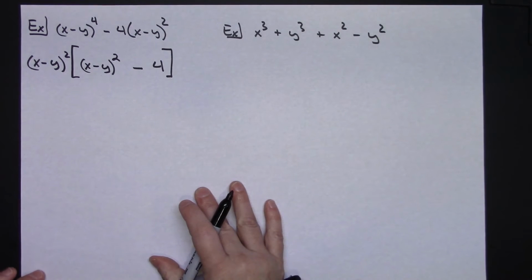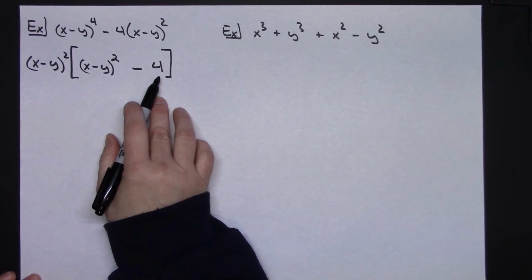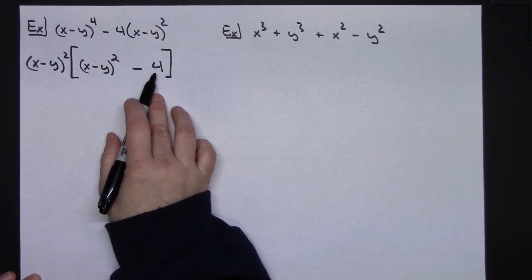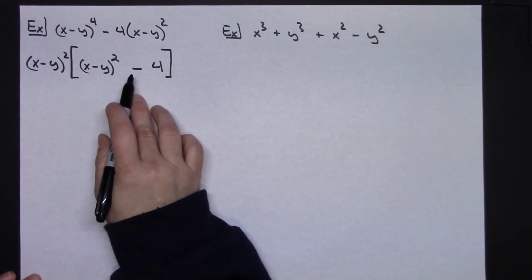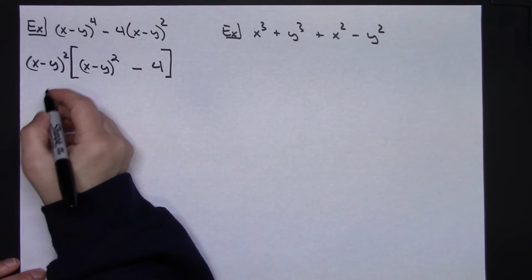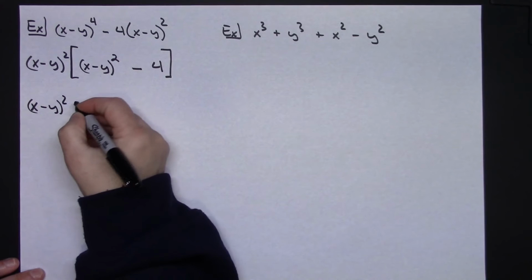Alright, now again, you don't want to just stop after one factoring. You're going to look inside here to see what you can do with this. Okay, this is a perfect square, because it's a binomial being squared. 4 is a perfect square. I have a minus, so this is the difference of two squares. Okay, so this out here in front, which is what I brought out to begin with, is just going to stay x minus y squared.